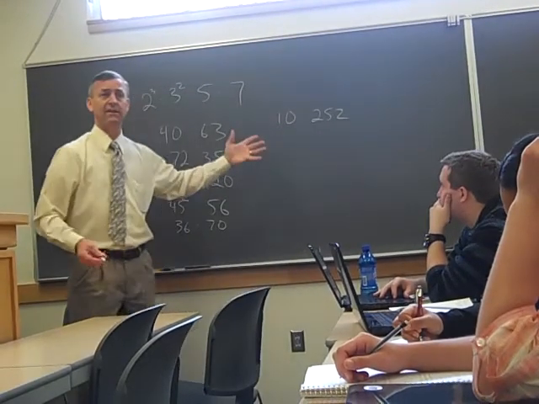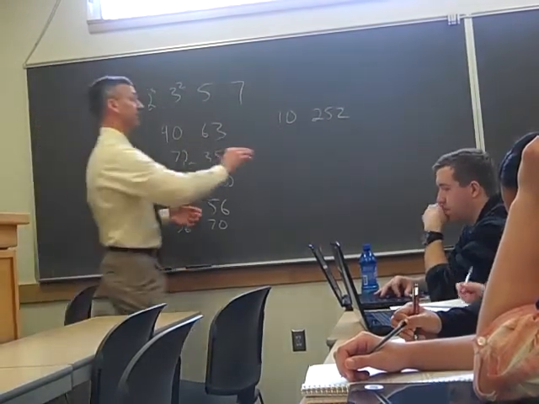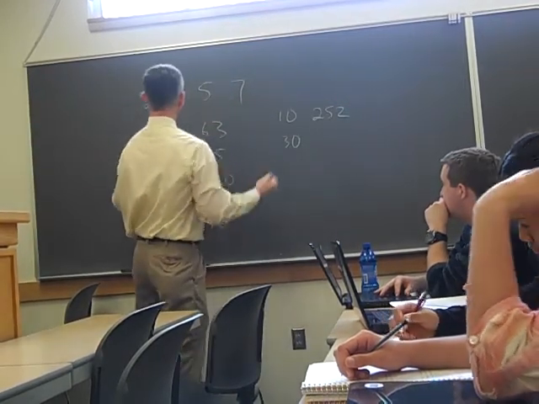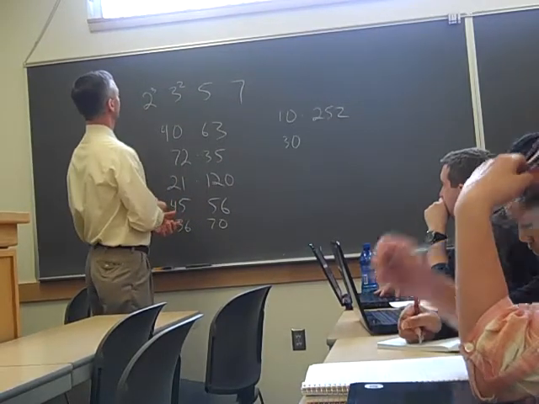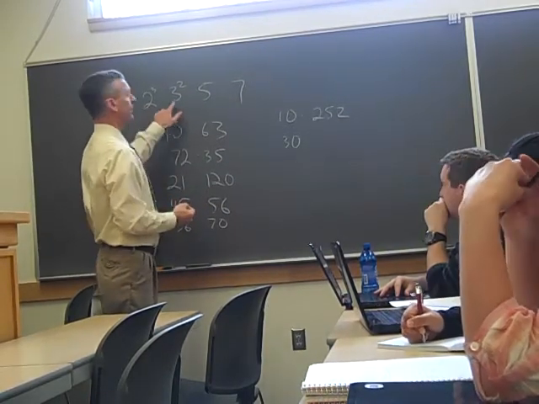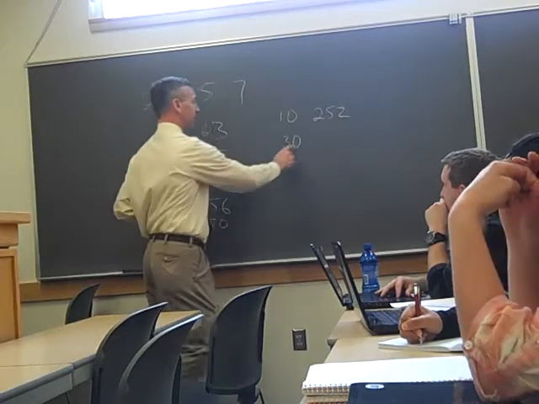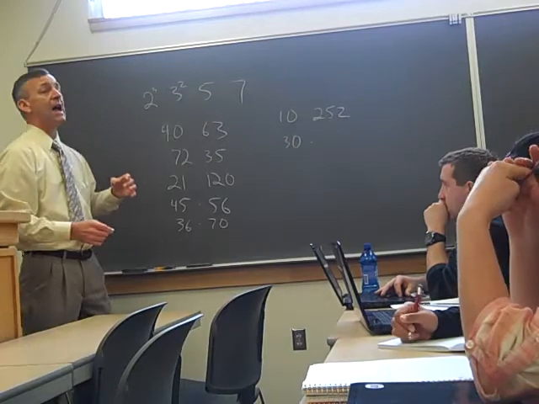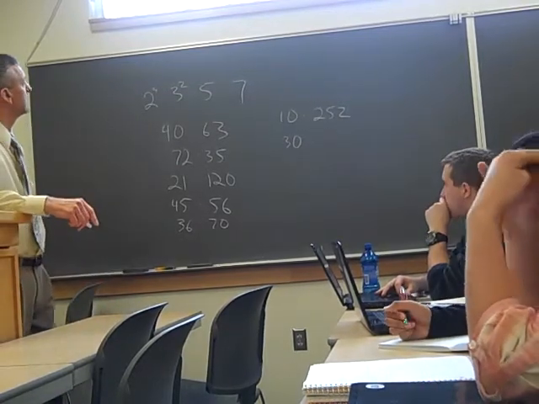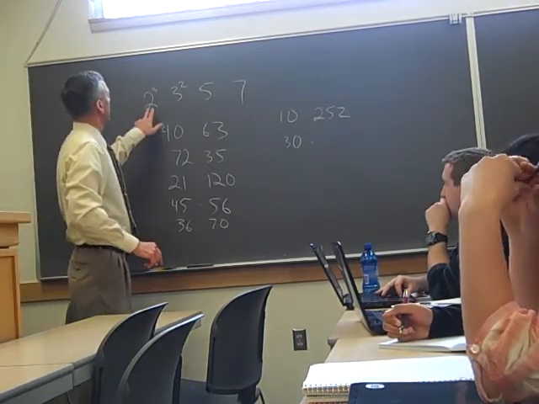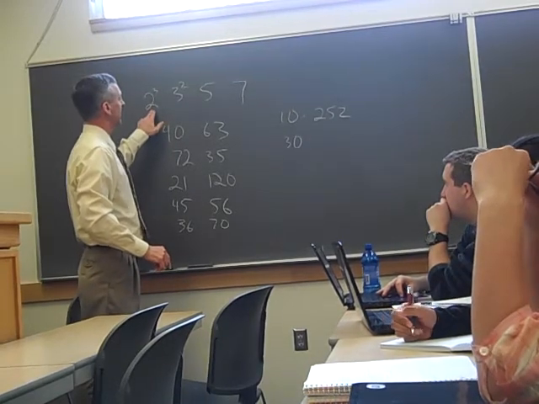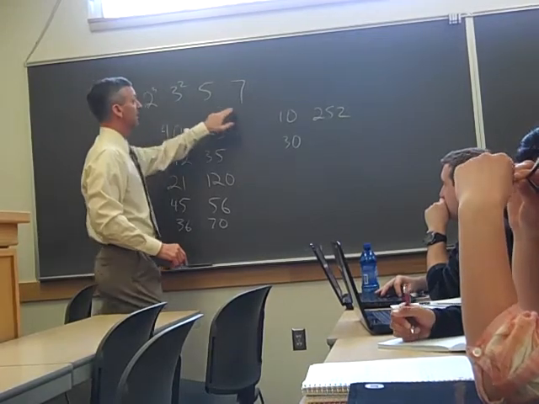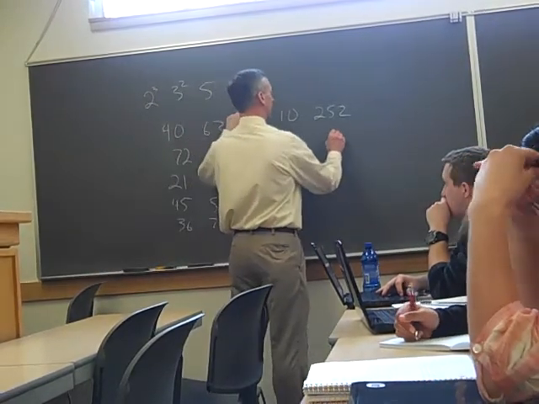All right. Anybody got another one for me? Yes. 30. We haven't done that one yet. Where'd you get the 30 from? 2 times 3 times 5. One of the 2's, one of the 3's, and the 5 gives us the 30. And what did you get for your other number? So there's 2 2's left, which is 4, times 3 is 12. 12 times 7 is 84. 84.